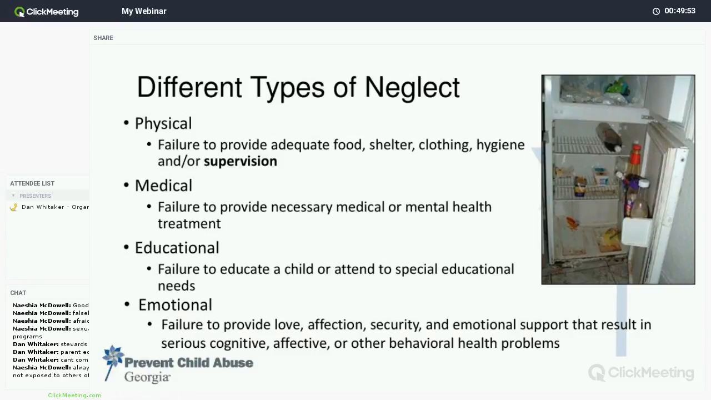So here we're going to go over the different types of neglect. Supervision is just so paramount for young children. Different types of supervisory neglect include the child being left alone, left with an inadequate caregiver, a caregiver is home but not watching the child closely enough.